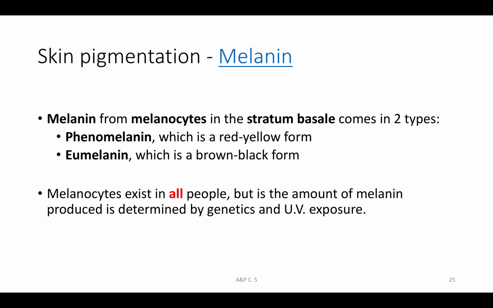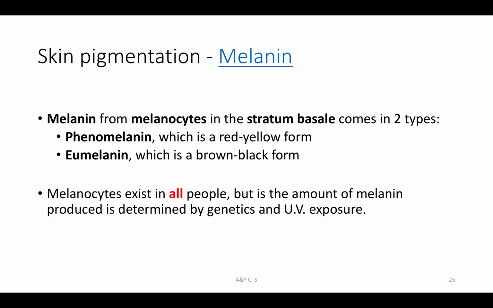And then we went into skin pigmentation. What gives our skin its color? One of the primary pigments we have is melanin. Melanin comes from melanocytes, which are found in our stratum basale. There are 2 types of melanin: pheomelanin, which is a red-yellow pigment, and eumelanin, which is a more brown-black form. It's important to remember that everyone has melanocytes, and it's the amount of melanin being produced and our genetics that help determine what our skin color is.